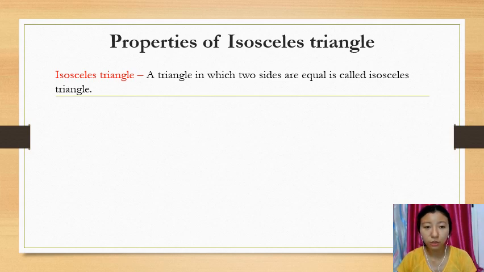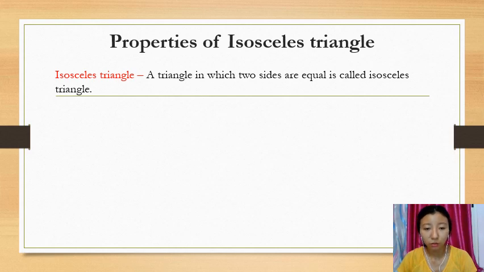So first, yesterday we studied the properties of the isosceles triangle and some important theorems related to it. As we know, an isosceles triangle is a triangle in which two sides are equal.